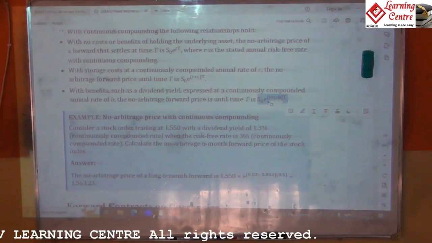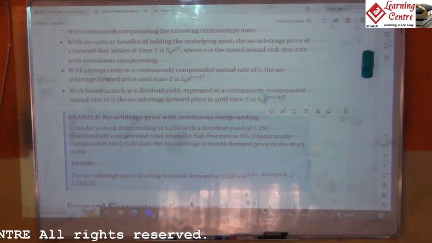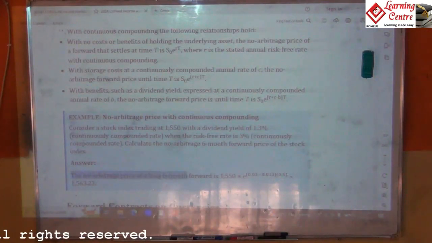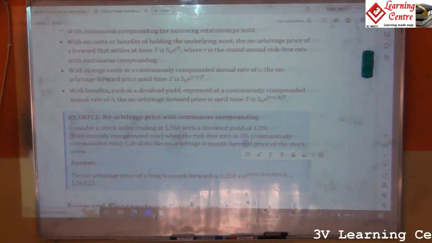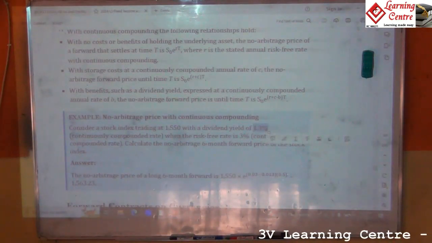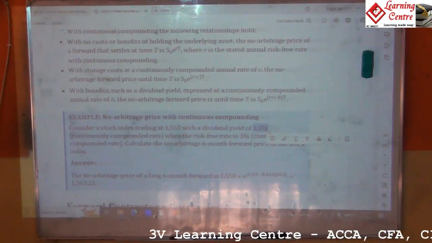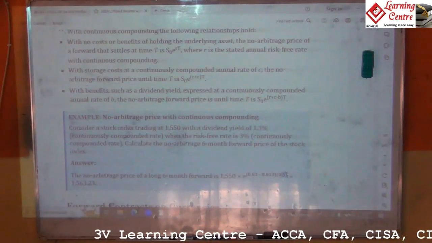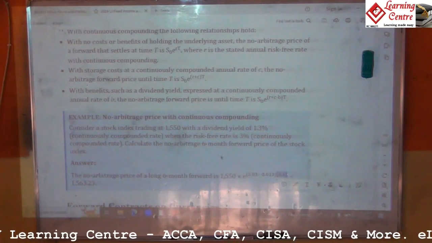So if you have your calculator, you know there is this exponential you have to calculate. So this is what you use for this calculation. So the no arbitrage price of a long 6 month forward is this 1550, which is the stock today, times the exponential of this 3%, the risk-free rate, minus the dividend yield. Why are we deducting dividend yield? Because it's a benefit. Remember, I said benefit, you take it out. And now raised to the power of what? This is 0.5. This 0.5 means 6 over 12.